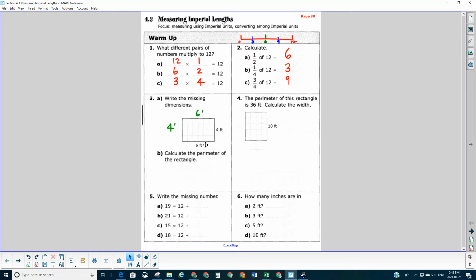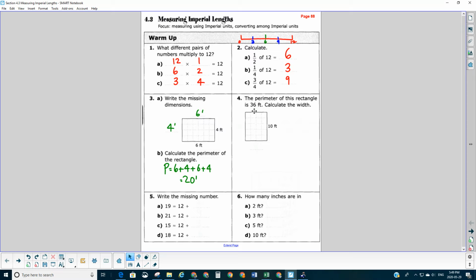And if we're calculating the perimeter, remember the perimeter is the outside edge of this shape. And so if we started here, we go 4 plus 6 plus 4 plus 6. So the perimeter just adds all of those lengths up. And 6 plus 4 is 10. And obviously another 6 plus 4 is 10. So that is 20 feet.